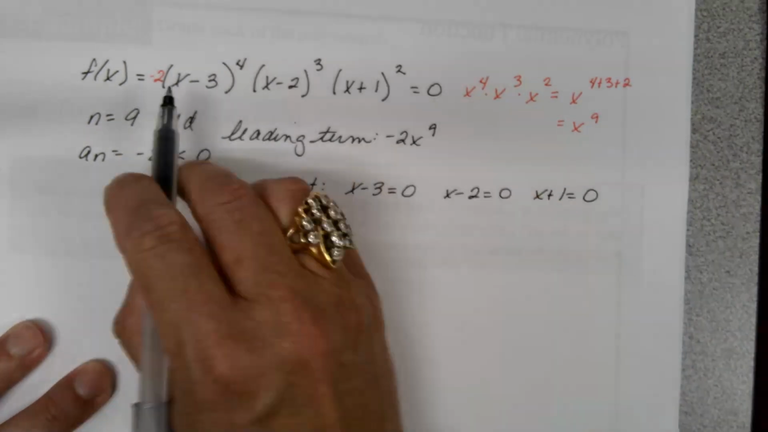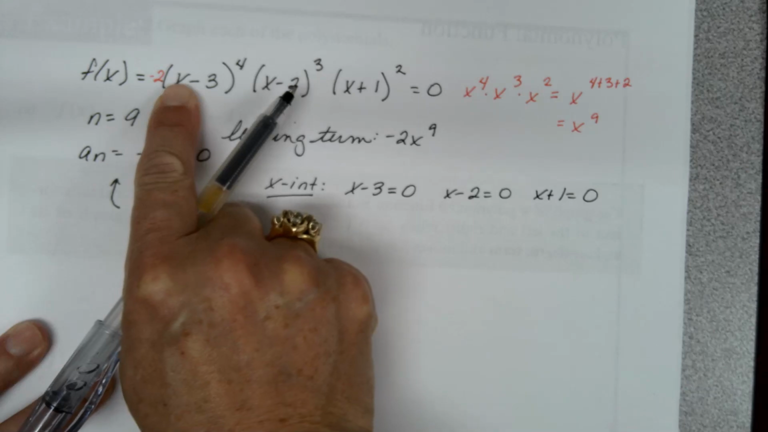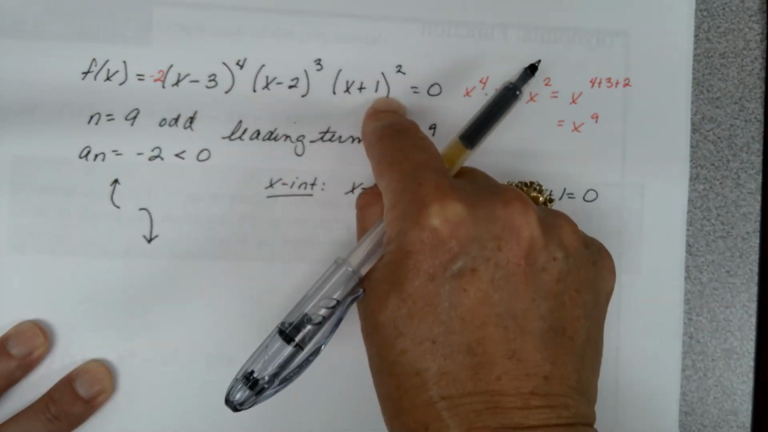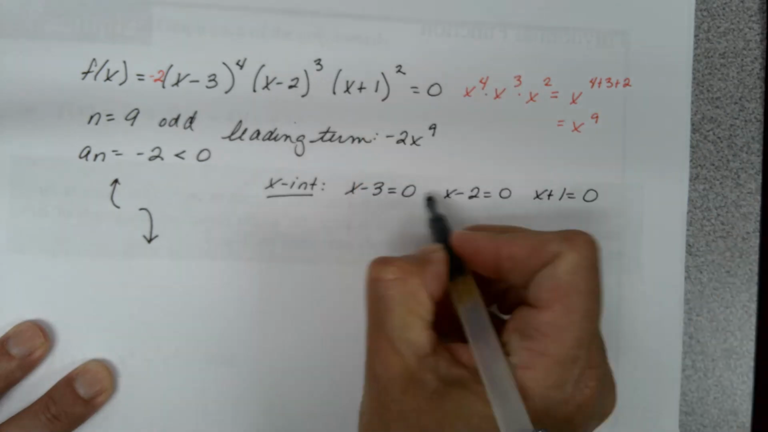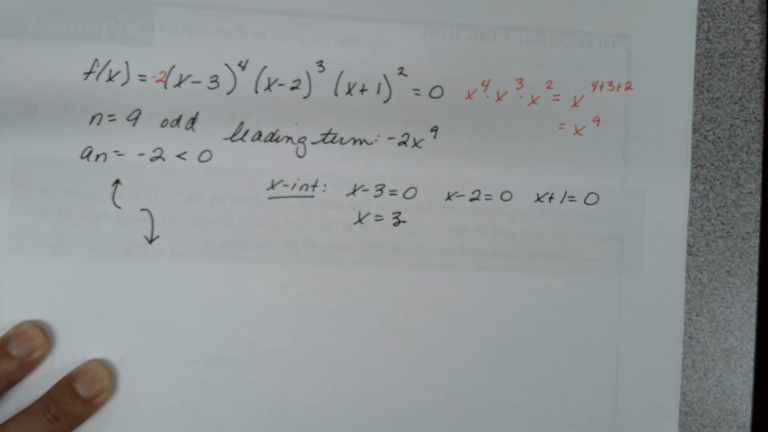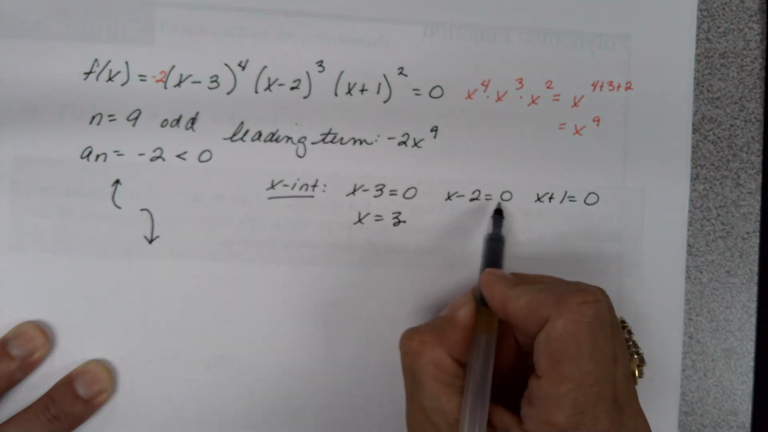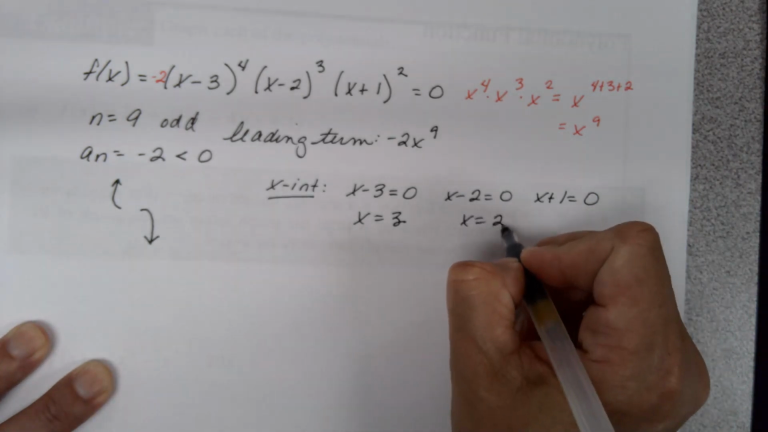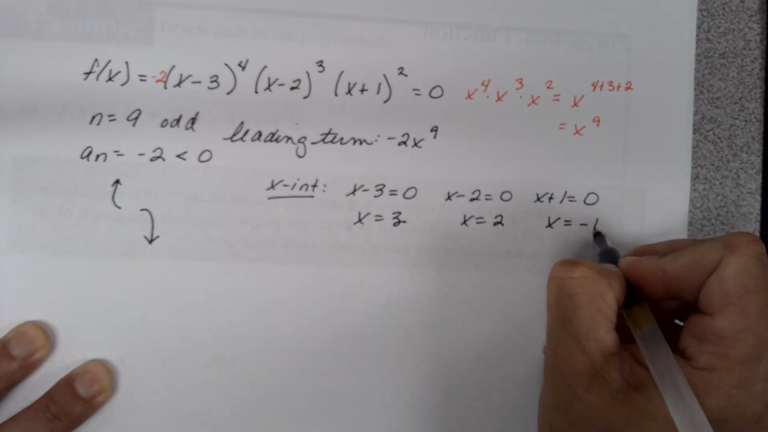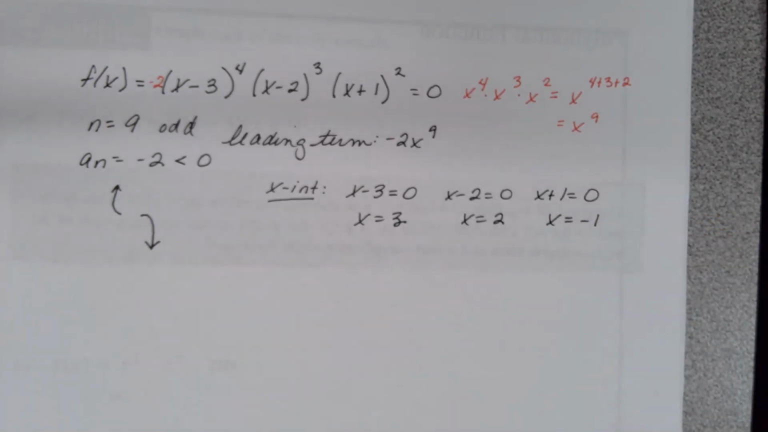Okay. This function will equal 0 if x minus 3 is 0, because I'll have a 0 times something that's not 0, and that's going to give me 0. This is our zero product principle. If I add 3 to both sides, I know I have an x-intercept at 3. If I add 2 to both sides here, I have another x-intercept at 2. If I subtract 1 here, I have an x-intercept at negative 1. Any questions on how we got that?